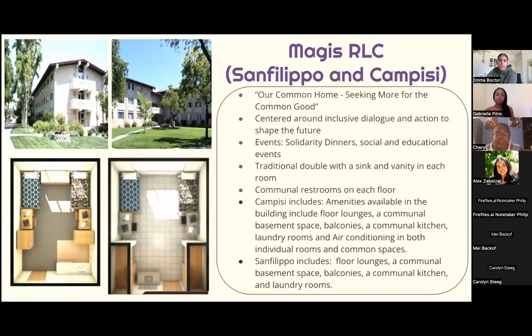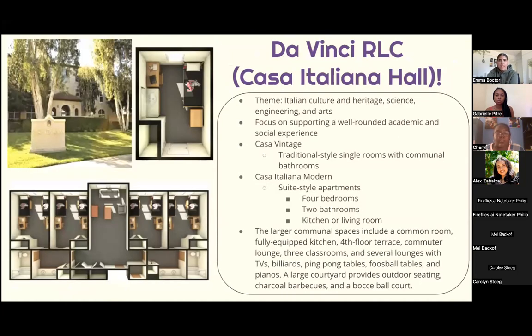Campisi includes floor lounges, a communal basement space, balconies, a communal kitchen, laundry rooms, and air conditioning in both individual rooms and common spaces. And in San Filippo, there are floor lounges, a communal basement space, balconies, a communal kitchen, and laundry rooms. And then next is Da Vinci RLC, which is also known as Casa Italiana Hall.